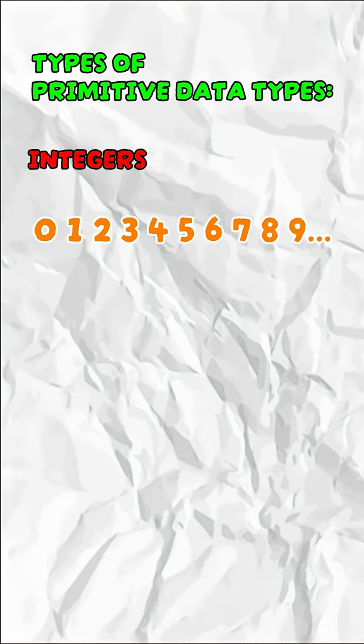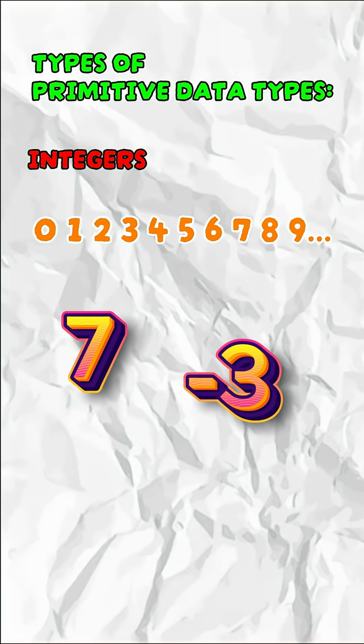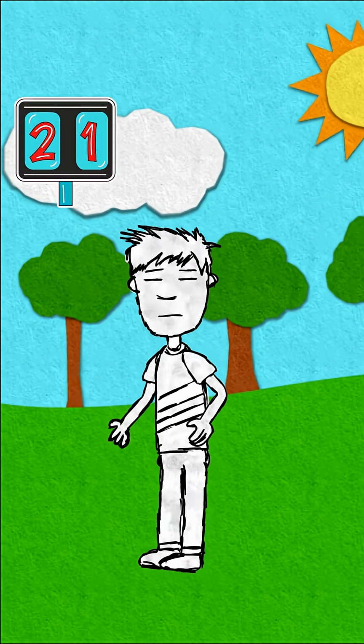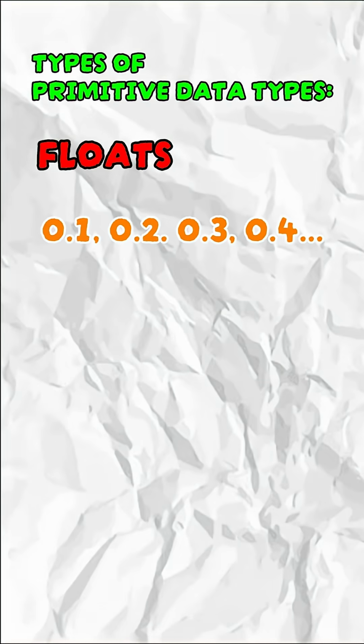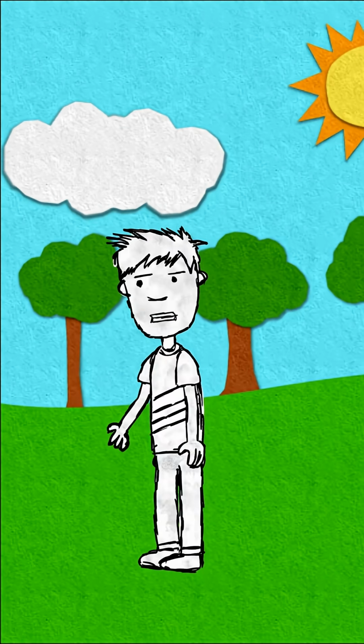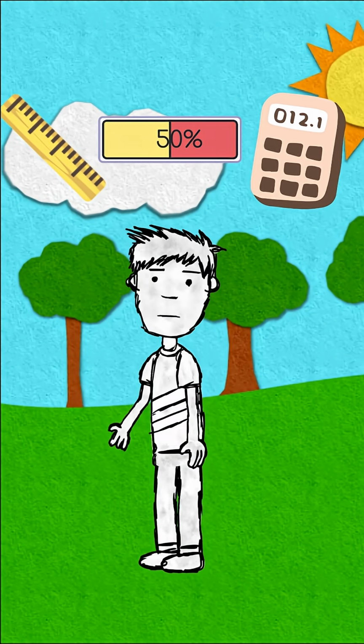Integers are whole numbers. They can be positive or negative, like 7, negative 3, or 42. They're used for counting, simple math, and loops. Floats are numbers with decimal points, like 3.14 or negative 0.5. They're perfect for measurements, averages, and any calculation that needs more precision than a whole number.